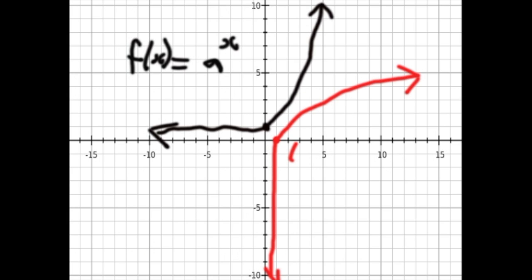If we compare the two graphs, it is clear that they are inverses because the intersection points, which are 1, 0 and 0, 1, actually switch, and that is what an inverse is, the x and y switch in the equation. And also the asymptotes switch, which are x equals 0 and y equals 0.